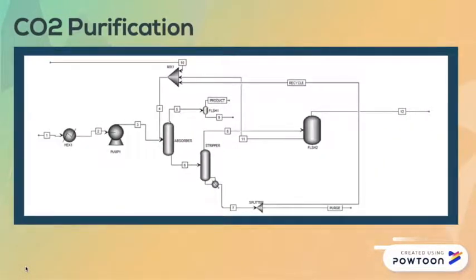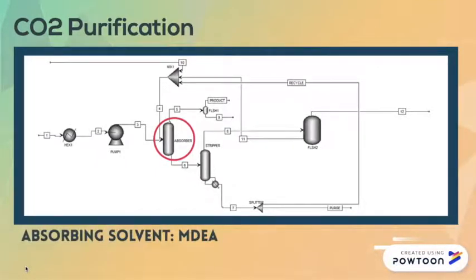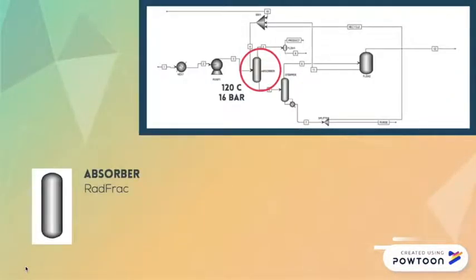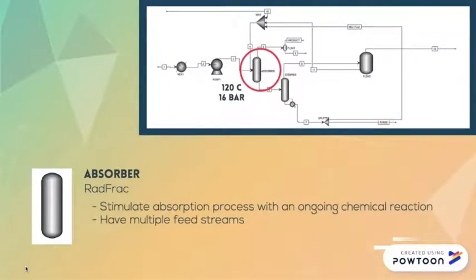Most of the CO2 purification occurs in the absorber, which uses MDEA as the absorbing solvent. Prior to entering the column, the product from the LTS is compressed and cooled to the absorber's optimum operating conditions of 16 bar and 120 degrees, as found in literature. A RadFrac model was used for the absorber because it can simulate an absorption process with an ongoing chemical reaction, and it can also have multiple feed streams, which is required to feed in the CO2 and the MDEA.